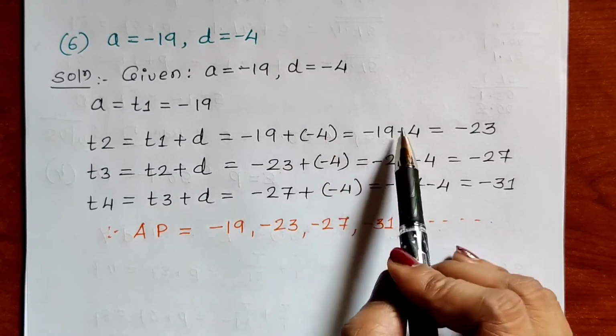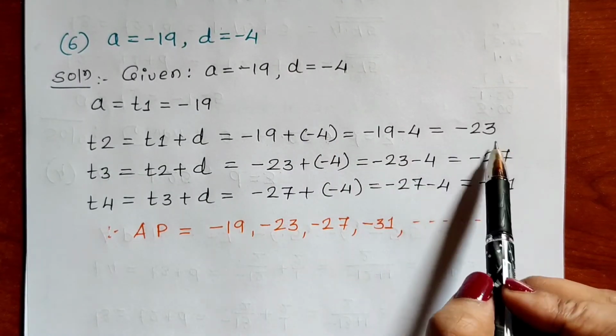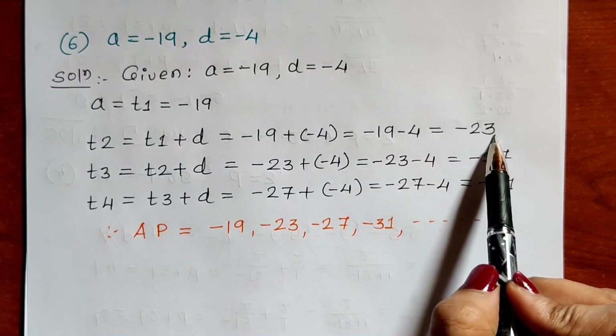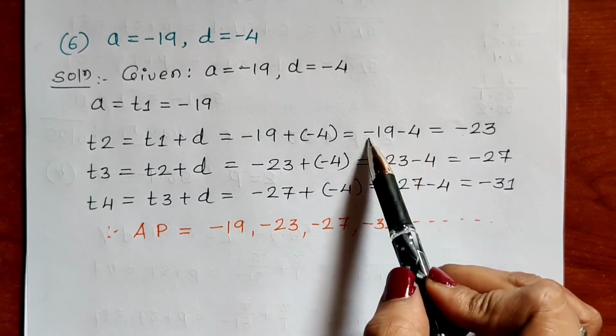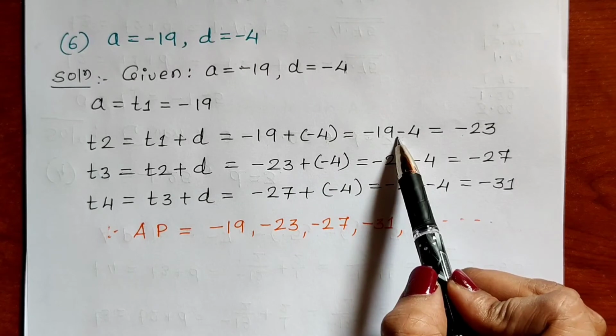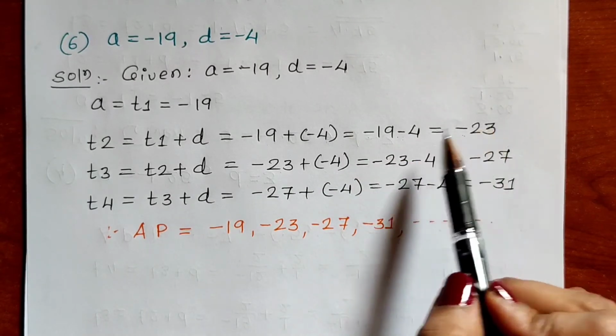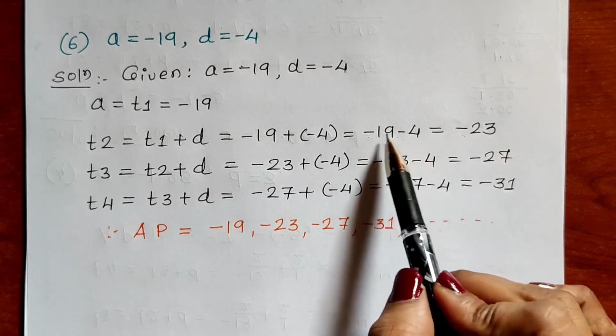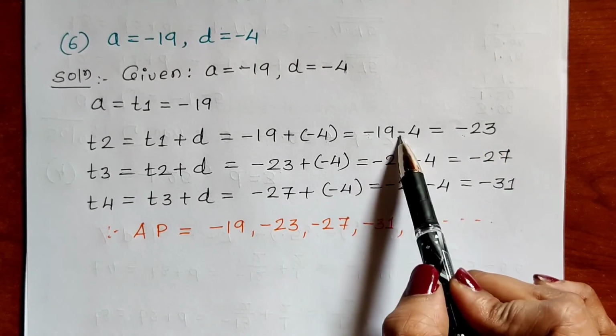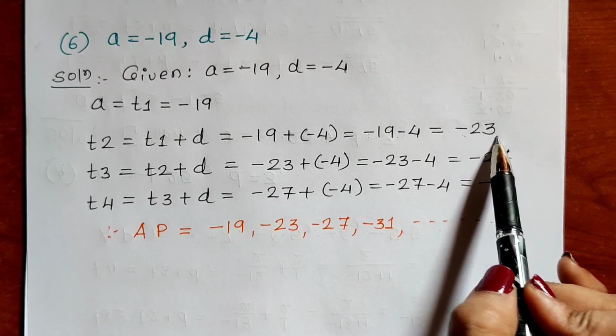So minus 19 minus 4, minus minus plus. 19 plus 4 is 23, but the sign should be minus as both the numbers are having minus sign. So the answer sign should be minus, but minus minus we have to do plus. 19 plus 4 is 23 and both numbers are having minus sign, so the answer is minus 23.